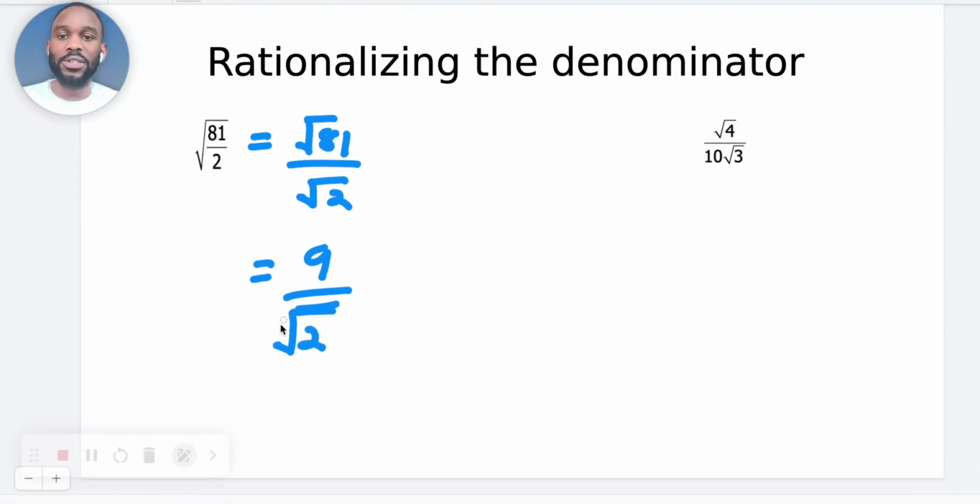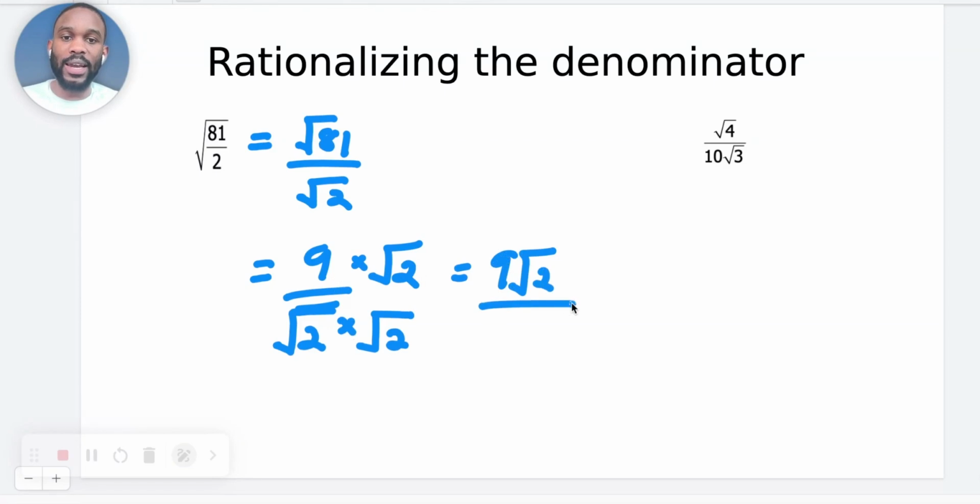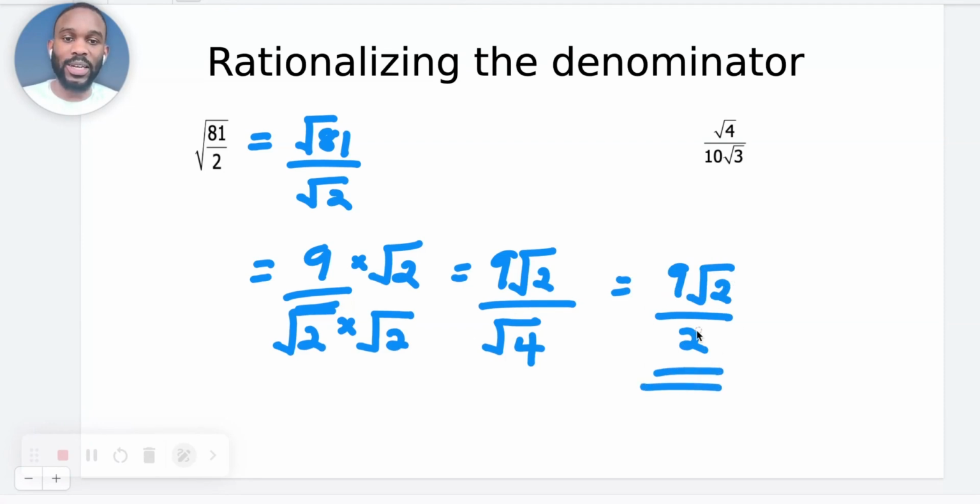Now, what they want you to do is make sure the denominator is not irrational. So multiply the numerator by root 2, and multiply the denominator by root 2, right? And what will this give you? 9 times root 2 gives you 9 root 2. And then root 2 times root 2 gives you root 4, yeah? And the square root of 4 is 2. So this gives you 9 root 2 over 2. So I have rationalized the denominator. It doesn't have a root anymore. It's just 2. So this is the answer.